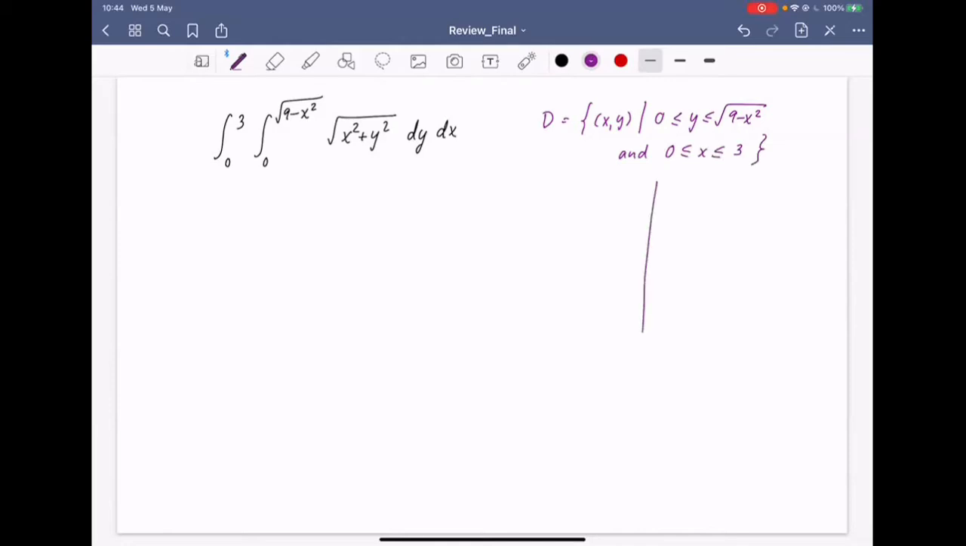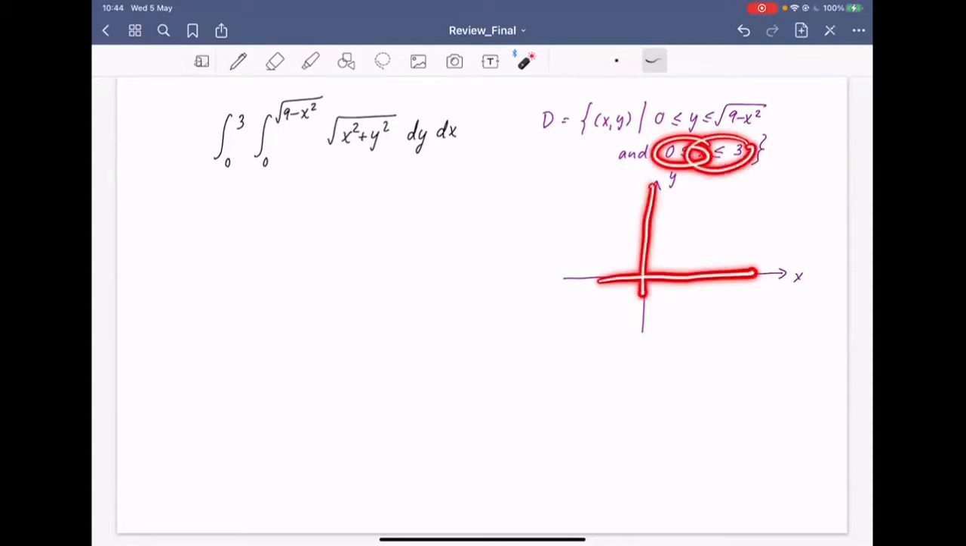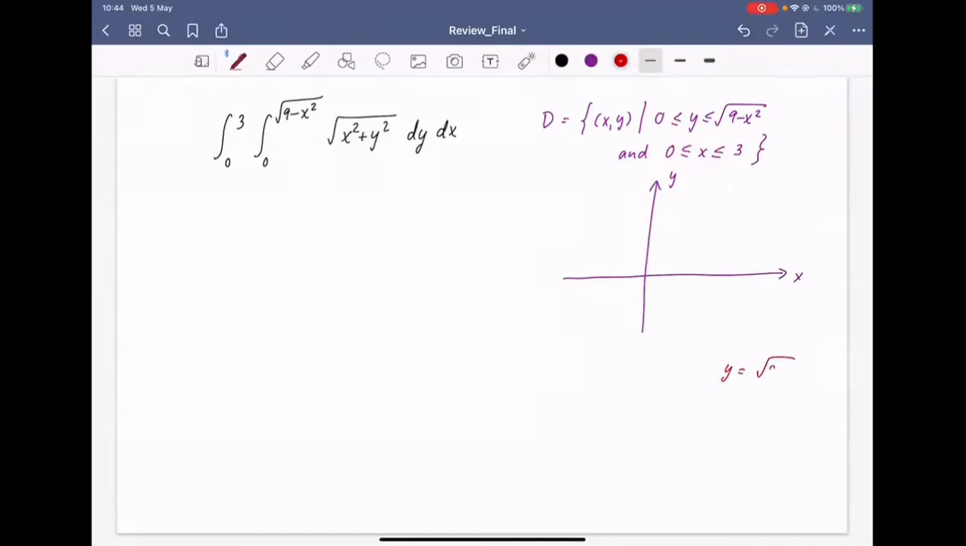You're going to draw a picture first. y equal to 0 is just the line here. x equal to 0 is the line here. x equal to 3 is the line here. We're going to do y equal to square root 9 minus x squared. This is the same thing as y squared equal to 9 minus x squared, and that is x squared plus y squared equal to 9. Actually, this is a circle with radius 3.